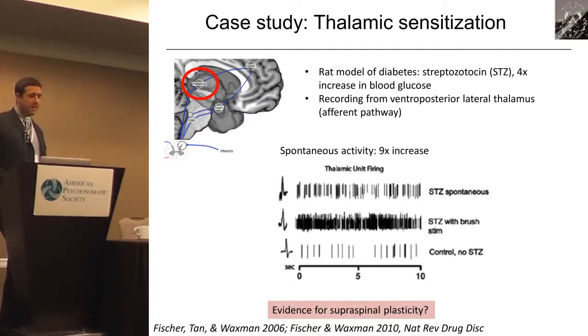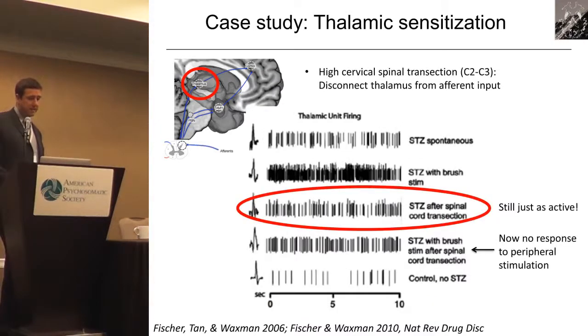So another part of this study is they make a cervical spinal transection. So they disconnect the thalamus from the afferent input. So now the changes can't be secondary to peripheral changes or even spinal changes. If there are changes, it has to be supraspinal itself. And if you look at their raster plots here, this is after the spinal cord transection versus the top line, which is spontaneous, just as strong. The spontaneous activity in these neurons is just as strong after spinal cord transection. Now, there's no response to peripheral stimulation, so yes, the afferents are really cut, right? They're not getting the spinal input, but something in their thalamus is firing spontaneously, presumably driving pain.